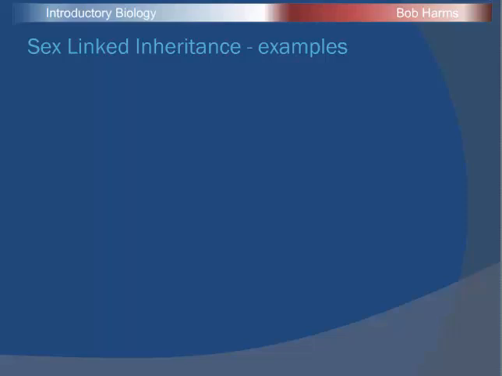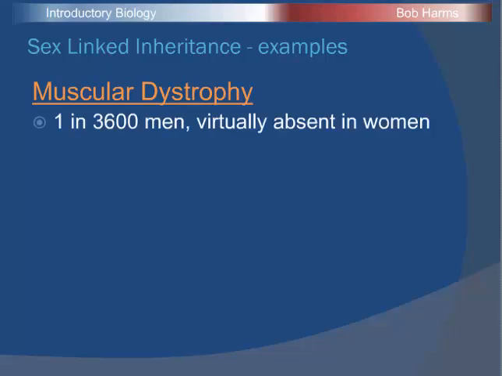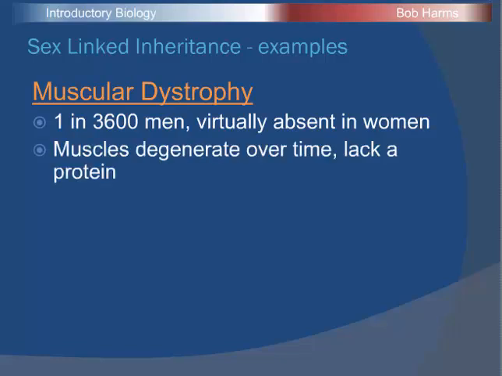Several examples kind of fall into this category of sex-linked inheritance. The most common one is MD, or muscular dystrophy. About 1 in 3,600 men in the U.S. is born with MD. It can occur in women, but it occurs so rarely it's even hard to get a count or a number because it's virtually absent in women. And the main symptom of muscular dystrophy is that muscle cells degenerate over time, usually starting in late adolescence and then throughout the teenage years.